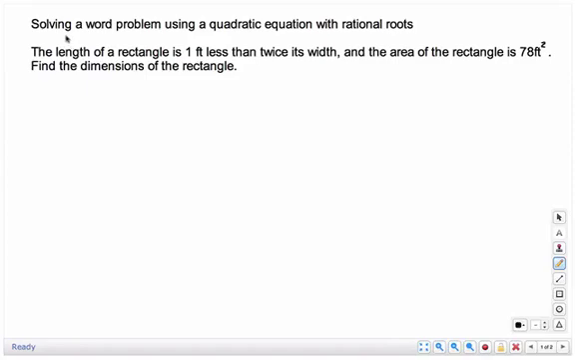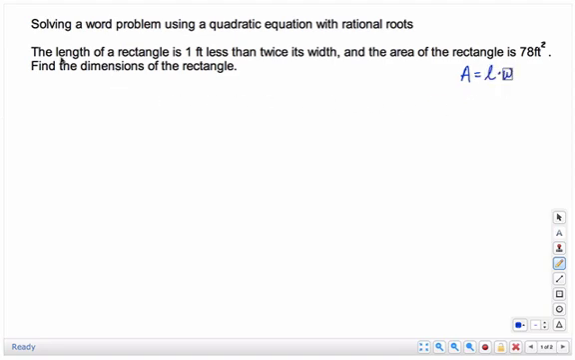Right, in Alex, there's a topic called solving a word problem using a quadratic equation with rational roots. It's going to give you a word problem that has to do with length and width and the area of a rectangle. So we're going to need to use the formula for area of a rectangle, and we know that the area equals the length times width.